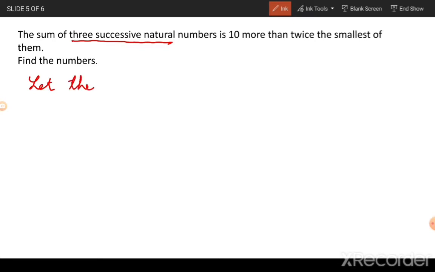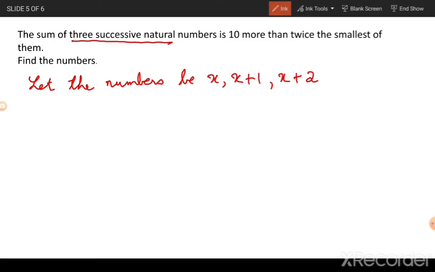So let the numbers be x, the next number will be x plus 1, and the next number will be x plus 2. The reason I have taken x, x plus 1 and x plus 2 is because they are successive natural numbers, that is, they come one after the other. So if my first number is x, the next number is x plus 1, and the second number will be x plus 2 or x plus 1 plus 1, right? So these are my 3 numbers.